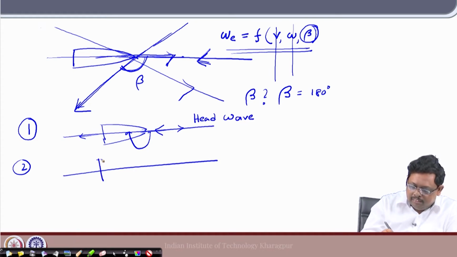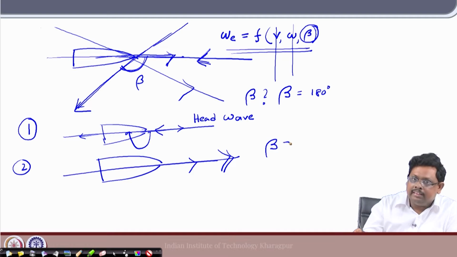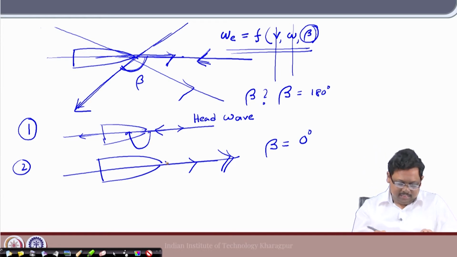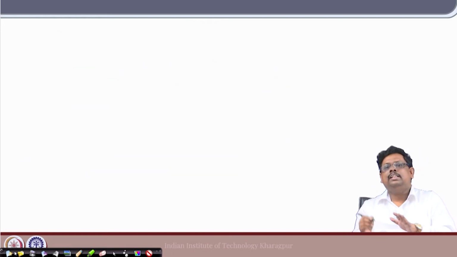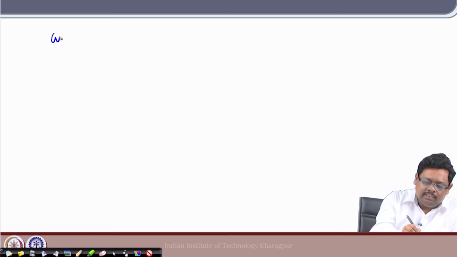Now, for following waves, this is my ship, the ship is also going in this direction, and the wave is also going in the same direction. Then this angle is beta. Now, in this case this beta is equal to 0 degree, right. So, therefore, in the following sea condition it is 0 degree, right. So, in that way, this is the definition of my beta. Okay. Now, with respect to this definition, let us try to find out the relationship between the wave frequency omega and the encounter frequency omega e.